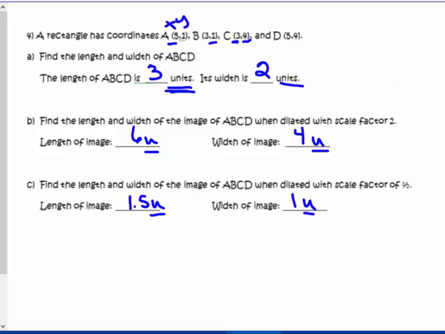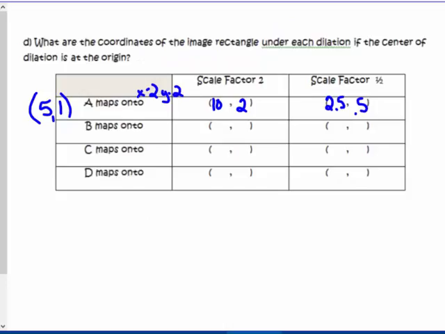So put in the other points for B, C, and D, the original points that they gave you at the beginning of the problem. You have it on your page there. So put in these points, multiply by 2, and multiply by 1/2. I'm going to leave that for you to do in the video, and we'll check that in class.